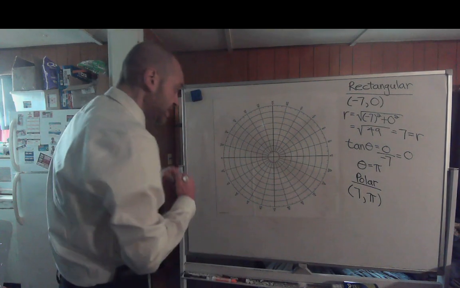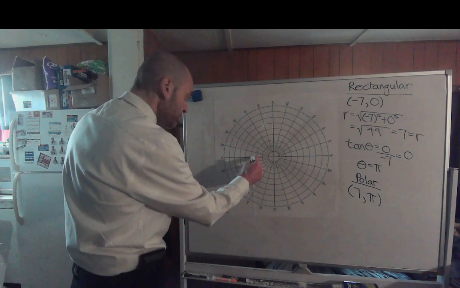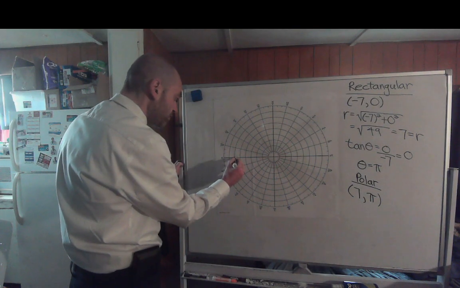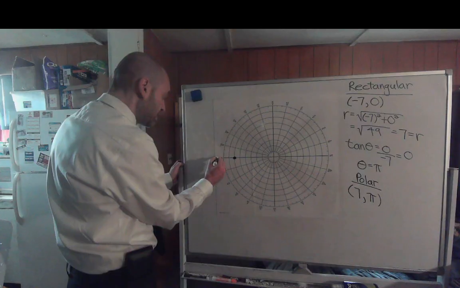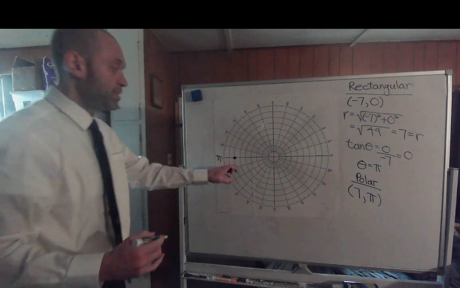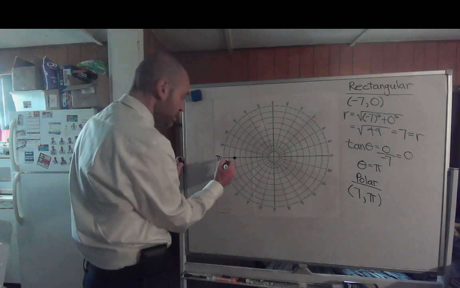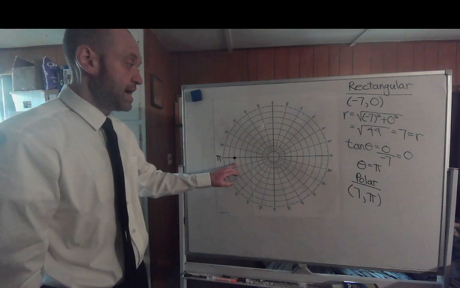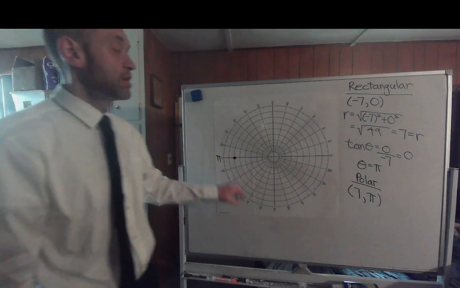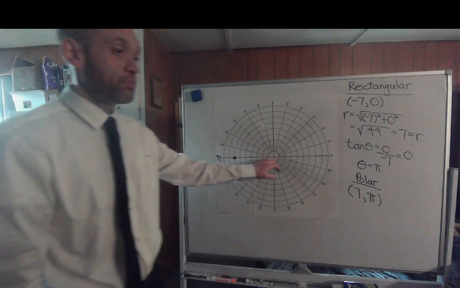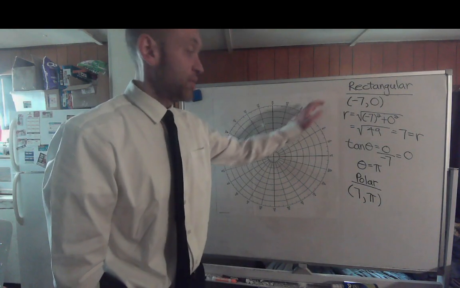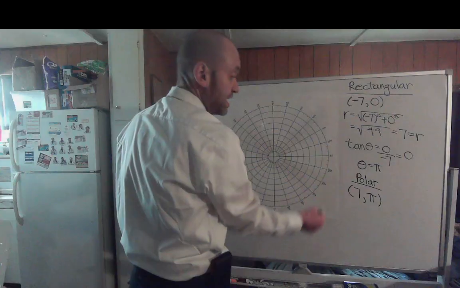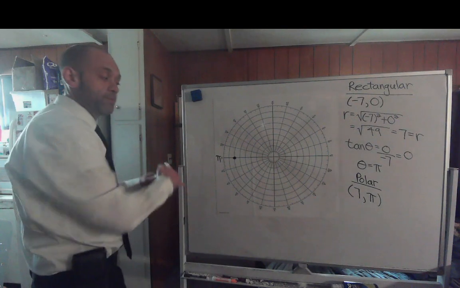So let's find 7. So here's 1, 2, 3, 4, 5, 6, 7. So I'm going to be all the way right here at pi. There's my pi. So I'm going to be right here at 7 pi. That is the equivalent, and you notice I'm to the left of the pole like I was in the rectangular system. So that is the polar equivalent to negative 7, 0 is going to be 7 pi.